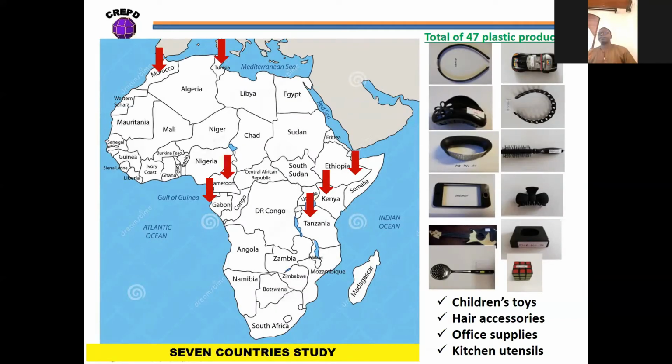This slide presents the countries where we made sampling for the study: Morocco, Tunisia, Gabon, Cameroon, Tanzania, Kenya, and Ethiopia. On the right side of the slide, you see the main products we processed, which include some children's items, some hair items, some office items, and some kitchen items.